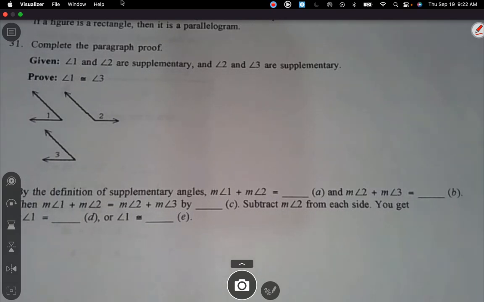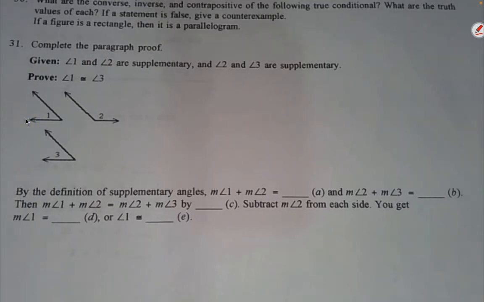Okay, this one says, this is a paragraph proof, so they don't start with given. They do it a little bit different. We just fill in the blank on this. What does it mean to have supplementary angles? That they add to 180. So that's your first blank.